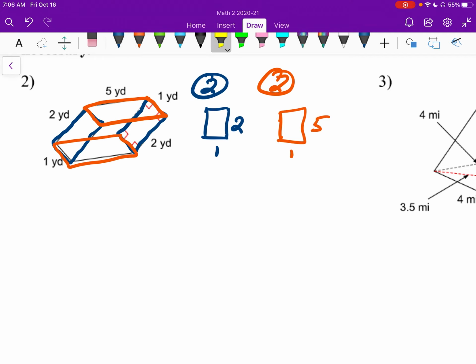Right. And this 5 here would also go right here for this side as well. And that one, if you wanted to draw that in.